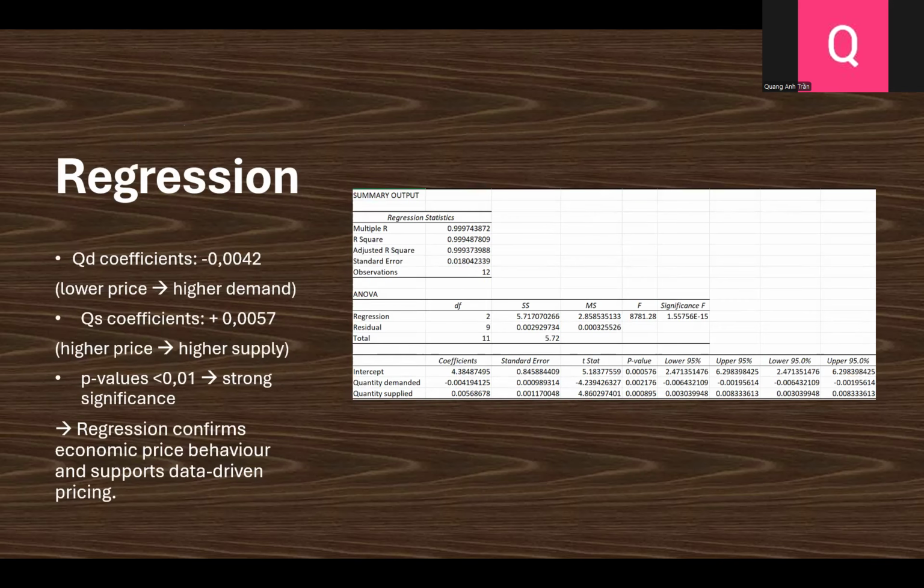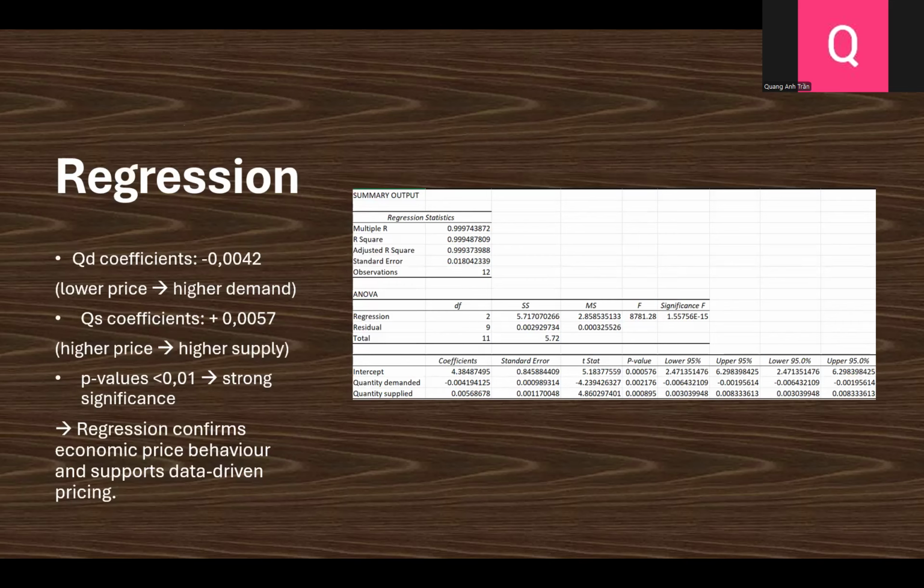Here, I use Excel's regression tool to analyze how quantity demanded and quantity supplied influence the price of coffee. The regression model has a very high R-square of 0.999, which means it explains 99.9% of the variation in price. This indicates a very strong model fit. Both variables are statistically significant with p-value less than 0.01.